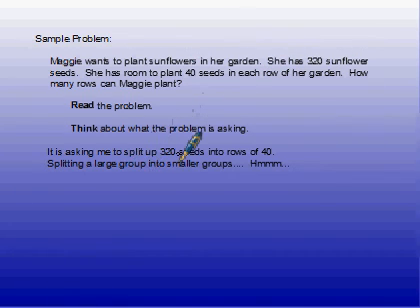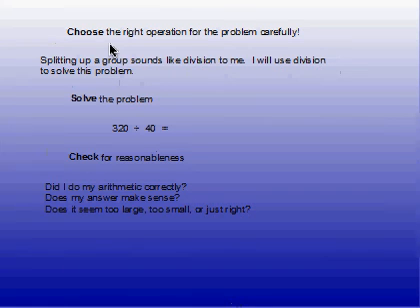Alright, if it's asking me to split up 320 seeds into rows of 40, I'm splitting a large group into smaller groups. I'm going to choose the right operation for this problem very carefully. Splitting up a large group into smaller groups sounds like division to me, so I'm going to use division to solve this problem. So 320 divided by 40, I've got a shared 0 here, I've got a shared 0 here, and that becomes just 32 divided by 4, and that's 8.